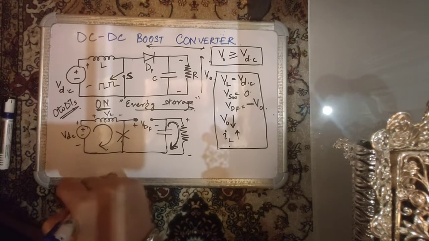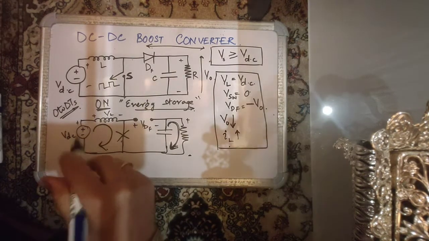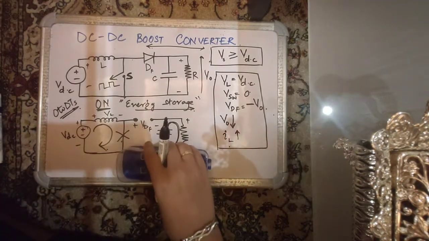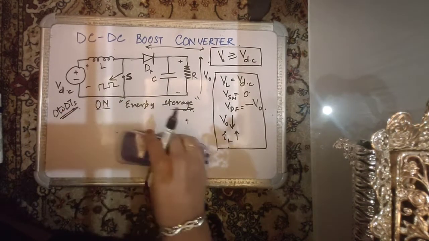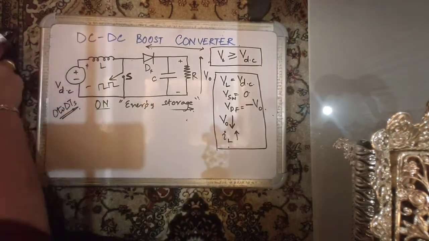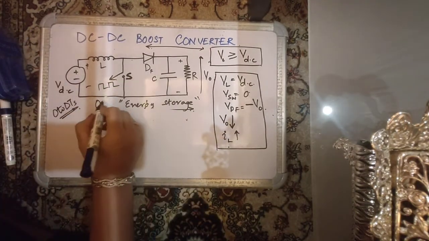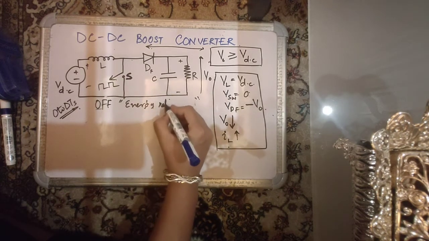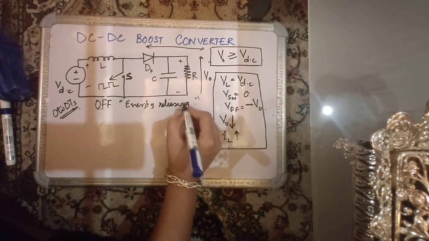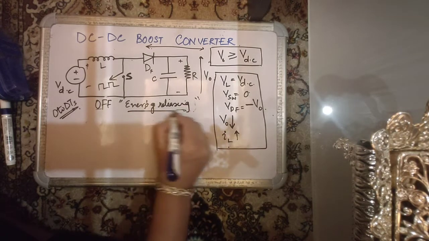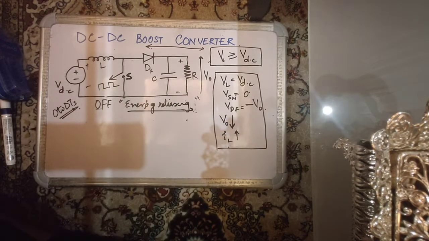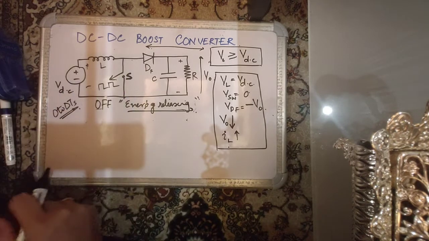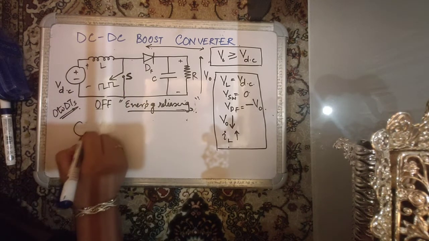Now from dTs to TS, the switching pulse is withdrawn. So when the switch is off, it is the energy releasing interval in the context of the inductor. So let's see what happens then.